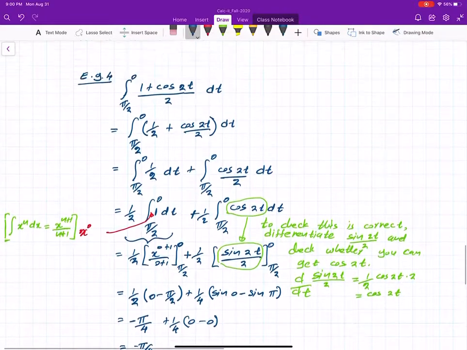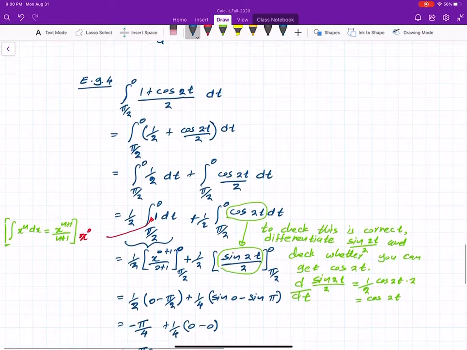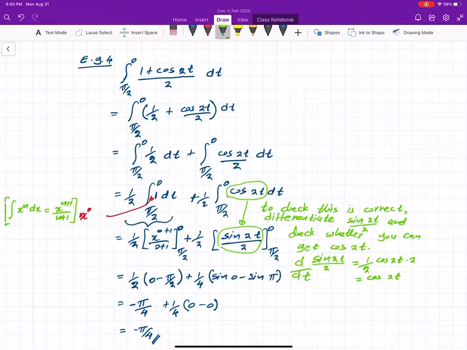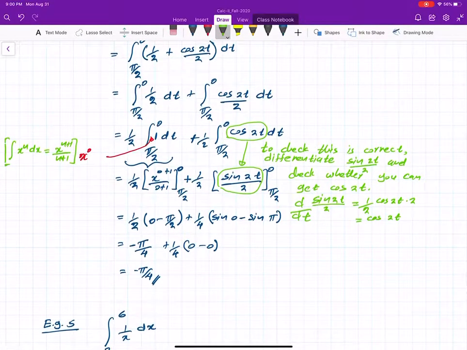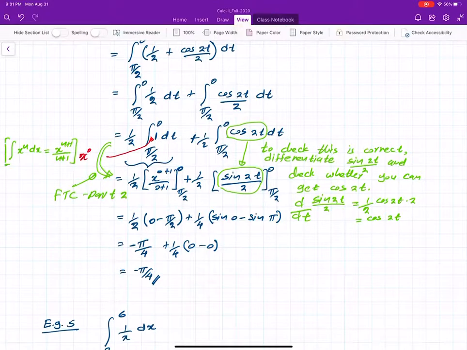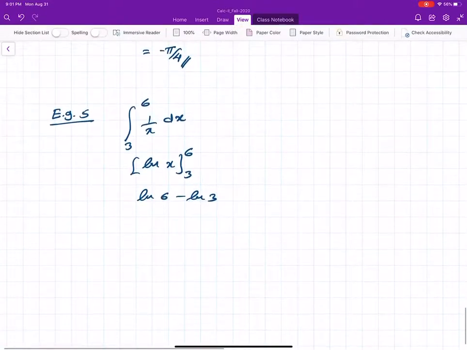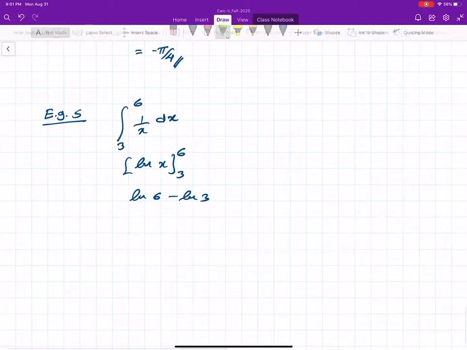By the way, I forgot to tell where you use fundamental theorem of calculus in the previous problem. The places where I use fundamental theorem of calculus part 2 are here, here, and again here.